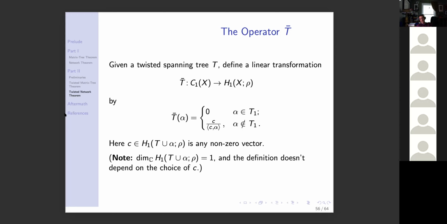non-zero vector C. Now if you go back to the non-twisted case, this turns out to have been another way to define the fundamental cycle map in that situation. So this definition we're giving works in both cases. Okay, so we're just applying it to a different object, that is a twisted spanning tree. A twisted spanning tree is not a spanning tree in the usual sense.